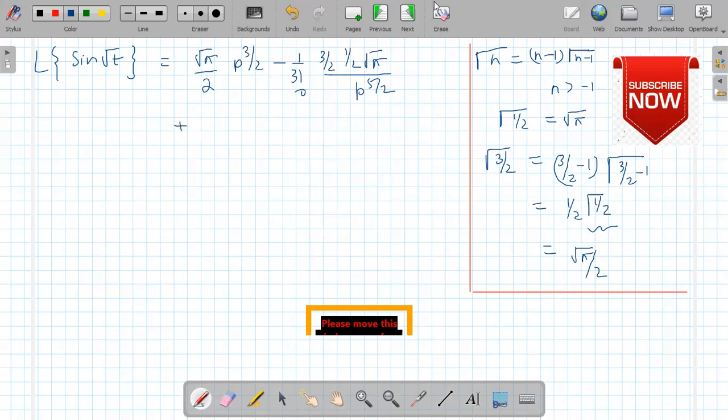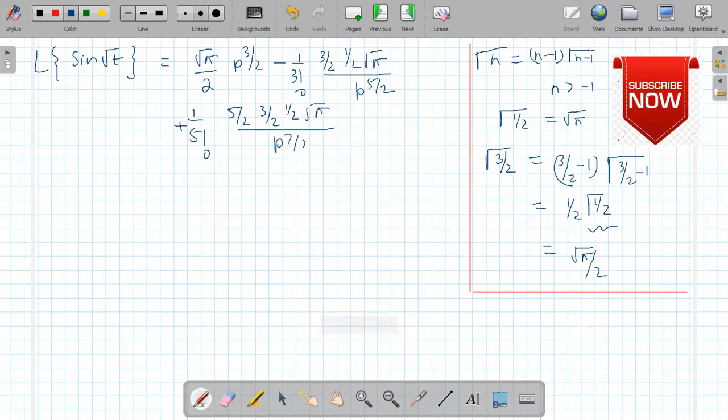Then the next is 1/5 factorial. Gamma 7 by 2 है तो we can write it as 5 by 2 3 by 2 1 by 2 square root of pi divided by p raised power 7 by 2, and so on. So you can take square root of pi and p raised power. This p raised power 3 by 2 is in the denominator. I have by mistake written it in the numerator, so let me put a negative sign here to make correction.